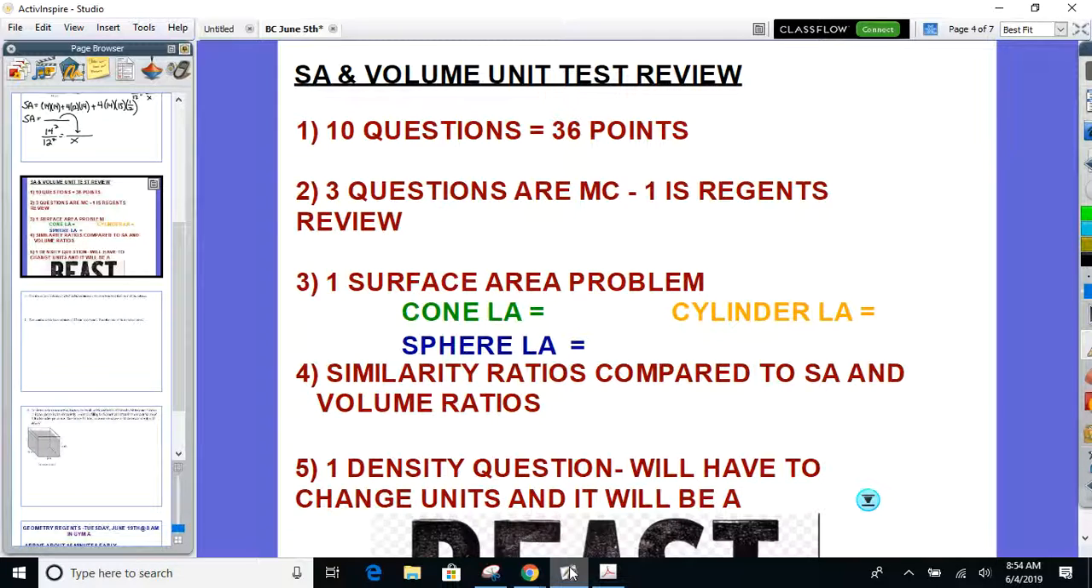First three questions are multiple choice, if you're wondering what MC means. One of them is going to be a Regents review problem. I'm not telling you what the topic is either. I'm sorry, I'm done. At this point, with 2 weeks before the exam, I can't just tell you to study this. So it's just going to be a random question, nothing to do with surface area or volume, but it will be multiple choice.